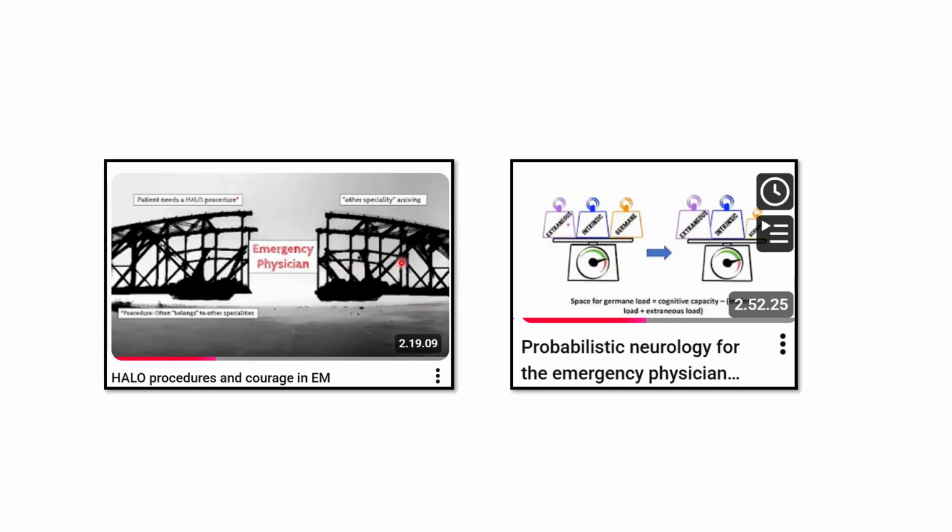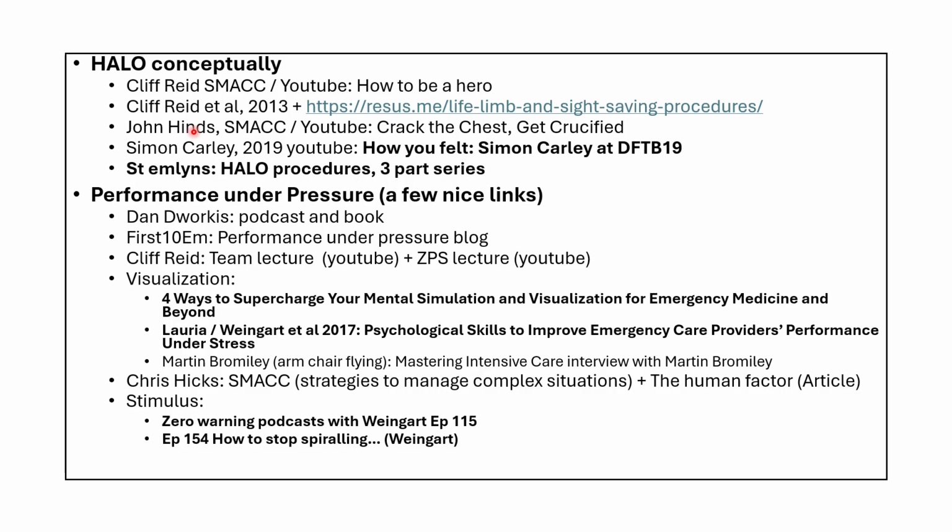I talked about this in these two podcasts: Halo and Procedure and Courage in EM, and Probabilistic Neurology for the Emergency Physician. Here's some all about Halo and performance under pressure. One of the big, great ones outside of Dan Dworkis' podcast is First EM, performance under pressure, and this visualization, how to visualize, is a great tool. Mike Lorias and Weingart's Beat the Stressful articles here. Chris Hicks's SMAC and also the Human Factor article are great. That's where I got this demand resources thing from. Okay.